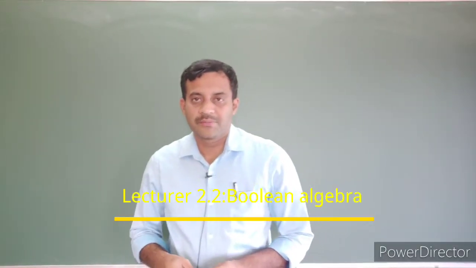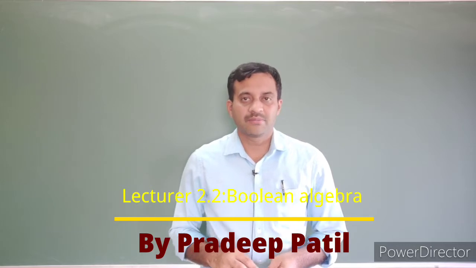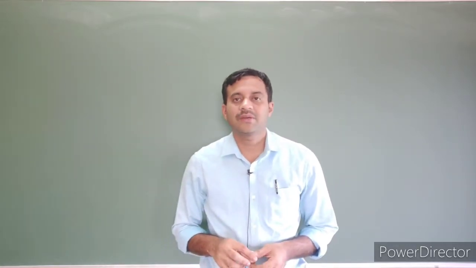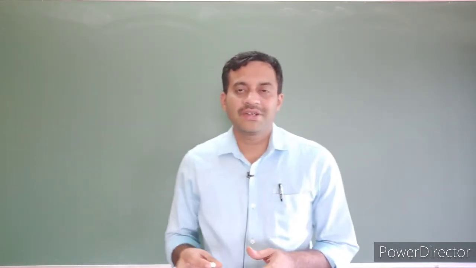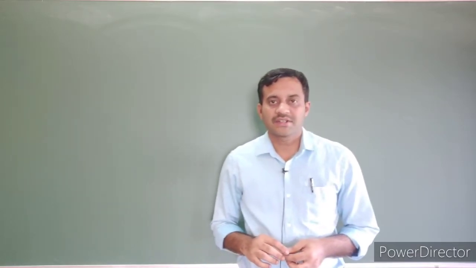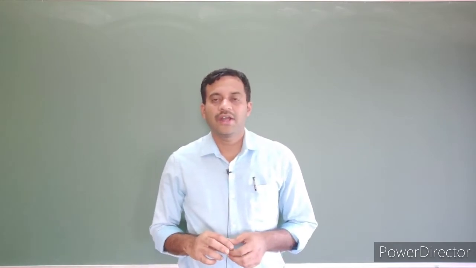Welcome back to computer science class. In the last session we discussed Boolean algebra. Under that we discussed truth table. Here truth table is a collection of possible variables along with their result. Then also we discussed logical operators. There are three logical operators: not, and, or.